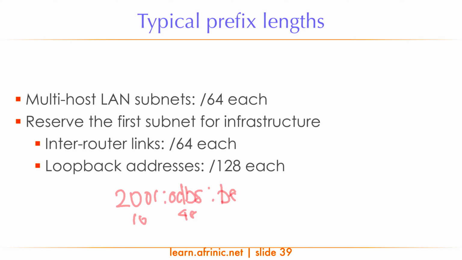Also, infrastructure-wise, we recommend that you reserve the first subnet in your address plan. This is where you'll be getting your loopback addresses, point-to-point links, and also server addresses. I'll show you an example in a short while. For loopback addresses, we recommend that you reserve a /64, then pick a loopback from that /64.